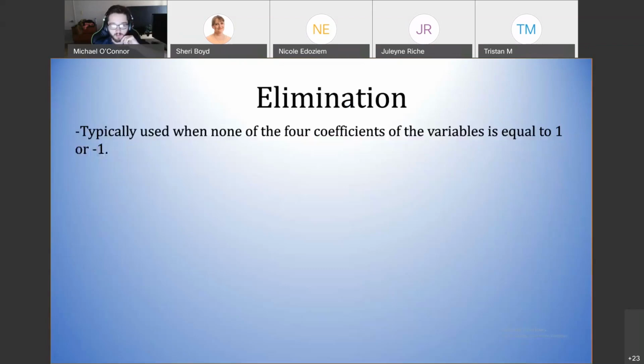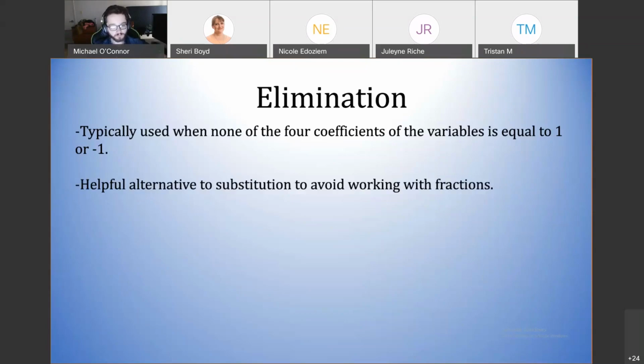So the next method to find the solution of a system of equations is called elimination, or your book calls it the addition method. And this is typically used when none of the four coefficients of the variables is equal to 1 or negative 1. You can use substitution no matter what, really. But when none of the coefficients is 1 or negative 1, it becomes a lot harder to do arithmetically, because when you divide over, you might get fractions, and it's a lot harder to find the solutions with fractions. So doing elimination to avoid dealing with fractions is very helpful. It's a helpful alternative to substitution.